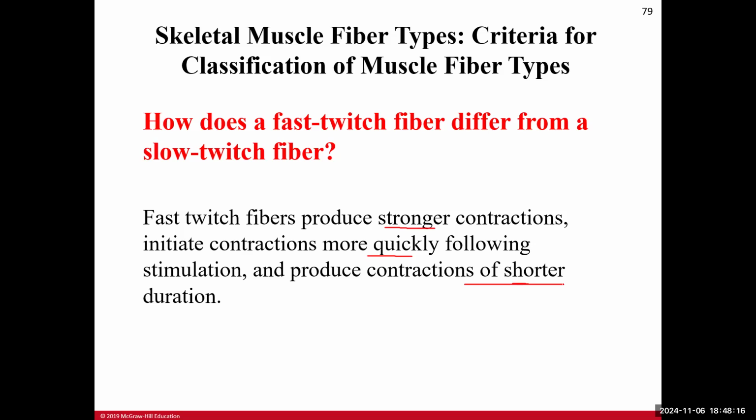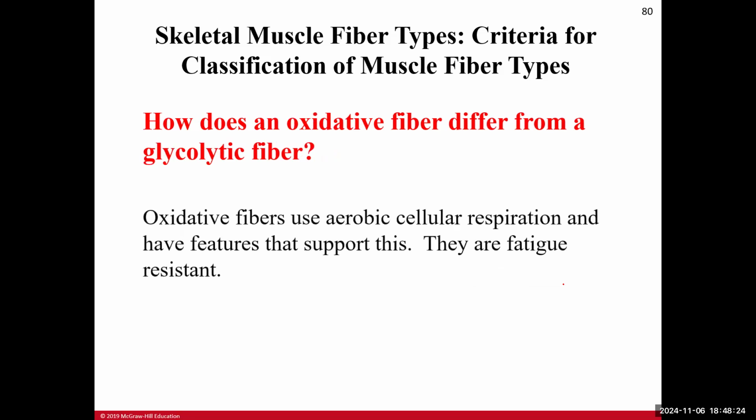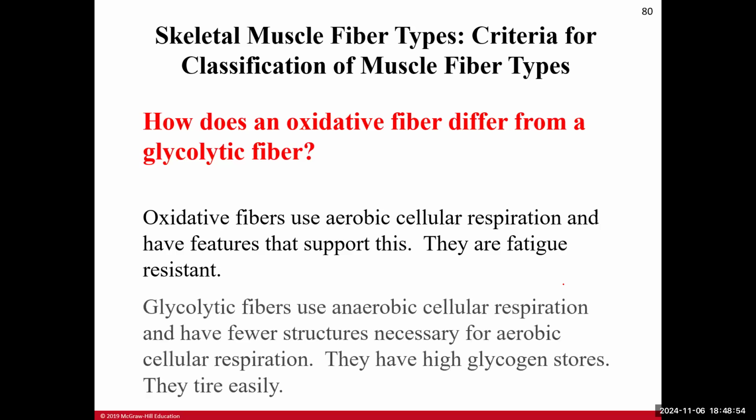All right, so now we're going to get into the 3 specific types. How does an oxidative fiber differ from a glycolytic fiber? Keep in mind, oxidative means aerobic cellular respiration, oxygen present, lots of capillaries, lots of mitochondria, lots of myoglobin, so they'll appear more red. They will have a longer sustained muscle contraction because they have more energy. Glycolytic is anaerobic, so it doesn't have a lot of that, but it does have a lot of glycogen stores, but it'll burn through that fast. So those contractions are shorter. All right, questions about that?